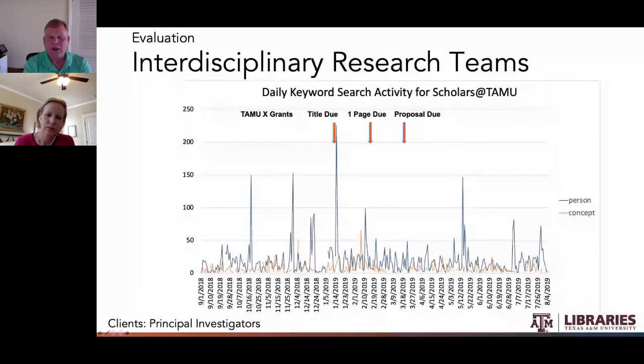opportunity for faculty. And what we saw was that we did have large amounts of usage around when the proposals were due, and in particular when the title was due, because when the title was due, you also had to tell Texas A&M who your team was. And so we saw a lot of activity driving the use of Scholars at Texas A&M during those due dates. And of course, faculty waited until the last minute, which is pretty classic.